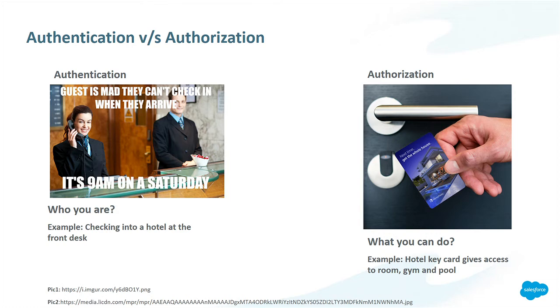So hotel key card now gives you access to your room and other facilities, maybe a pool, a gym in a hotel. And if you compare that with someone like a manager or a security officer at the hotel, that person may have access to different rooms or different parts of the hotel as well, right? So there's a difference in the permissions between your access and somebody else's access. So that's what authorization is all about.